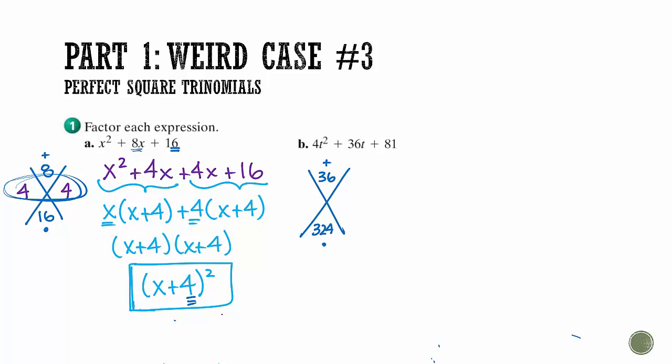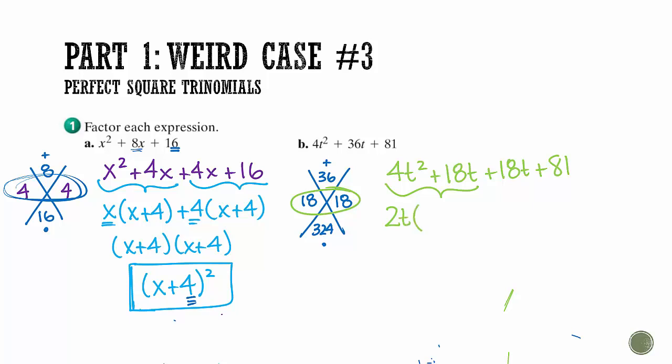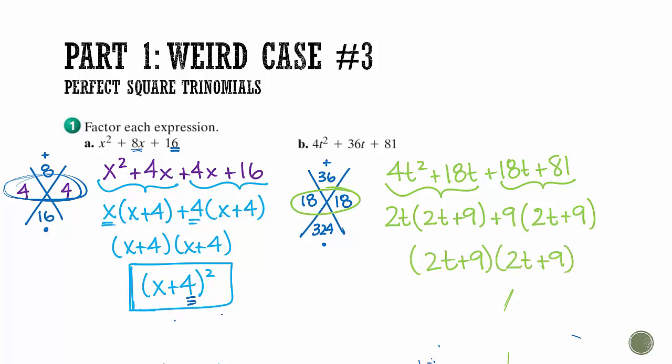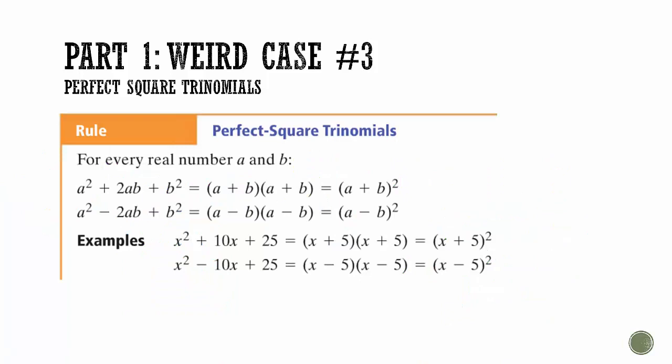So then we can stop and think about what those two numbers have to be. Because they have to add to make 36, I know they both have to be positive, and these numbers are 18 and 18. So again, we get the same thing just like we got before, and when we go to split it up, we can group these together. We can pull out a 2 and a t, so we're left with 2t plus 9. This one, they both have a 9 in common, and I'm left with 2t plus 9. So I end up with 2t plus 9 twice. So we like to write it like this, 2t plus 9 squared.